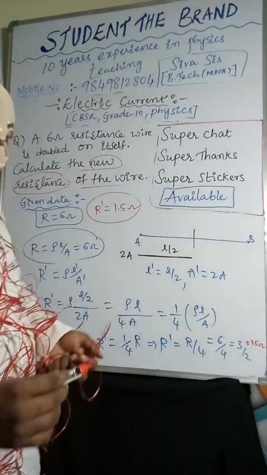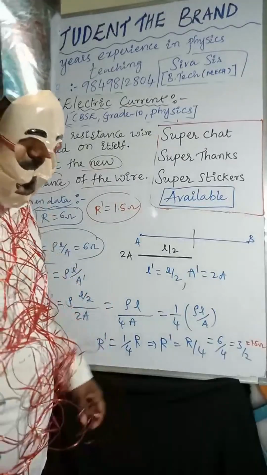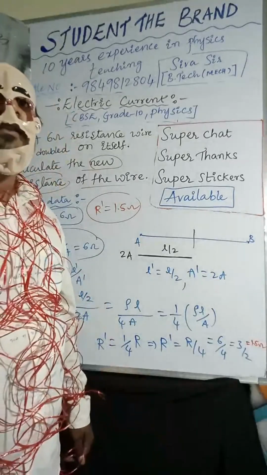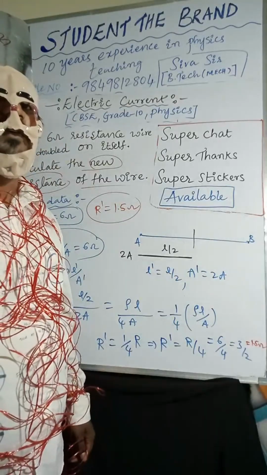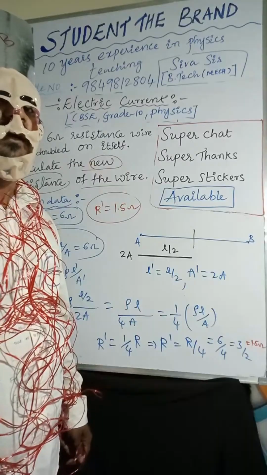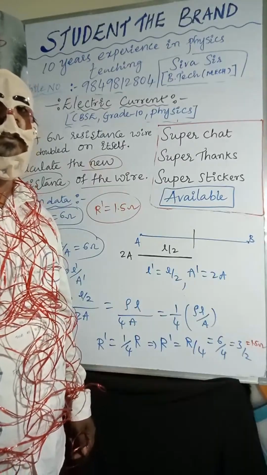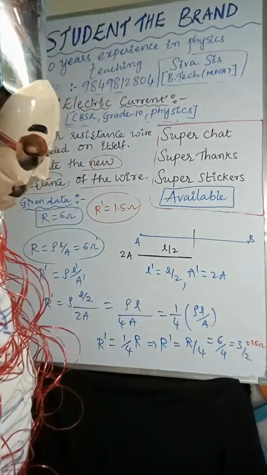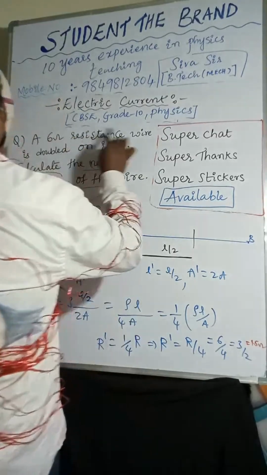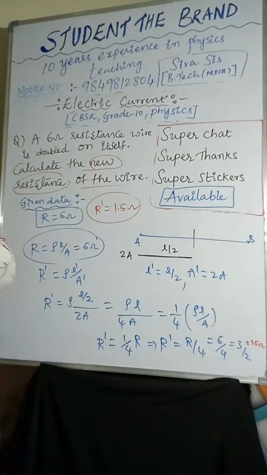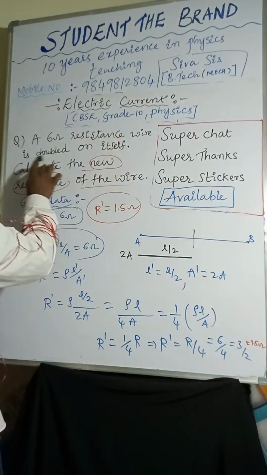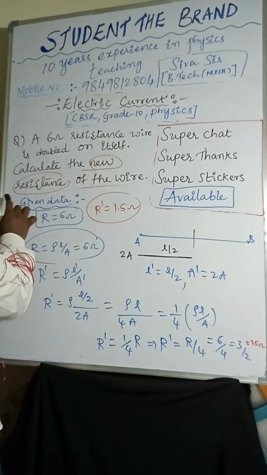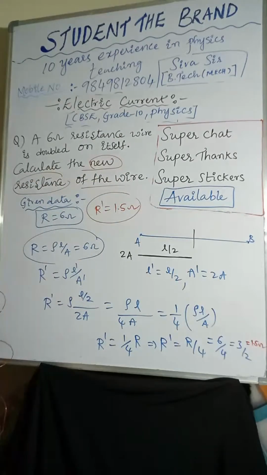Once again I will explain. Listen carefully. Very, very important, a 3 marks question. So you can observe here: a 6 ohm resistance wire is doubled on itself. Calculate the new resistance of the wire.